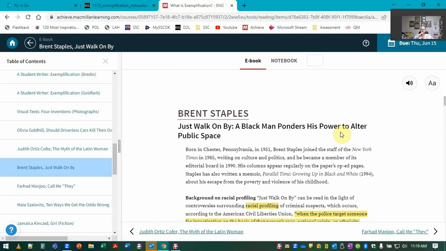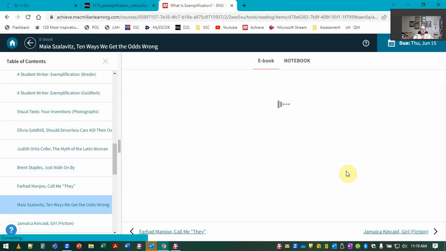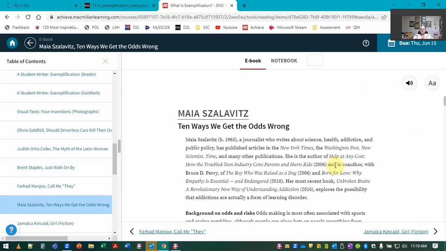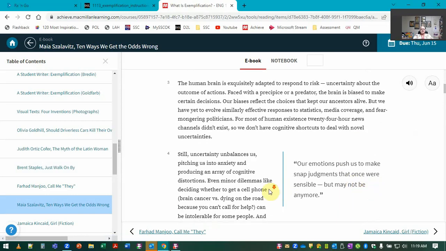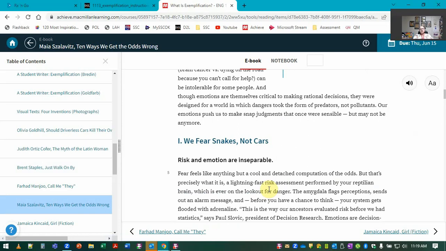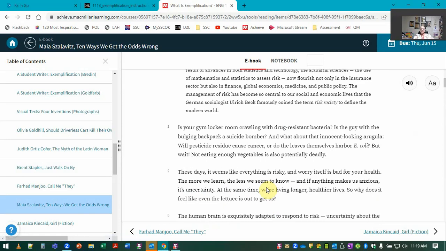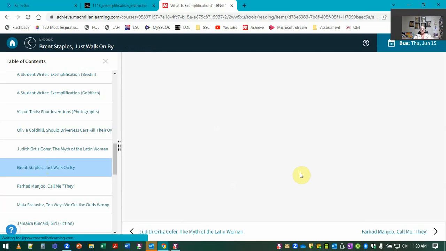"Just Walk On By" is about his own experiences being racially profiled, not only by police, but just by other people. As he is walking, he likes to walk at night, and it's about the way other people respond to him as a black man just walking, and he's not doing anything. He's just walking, and how they react, assuming that he is up to no good. And then "10 Ways We Get the Odds Wrong" by Zvalovitz is a really interesting essay about risk and how we choose to do or not do things based on what we assume is the risk.